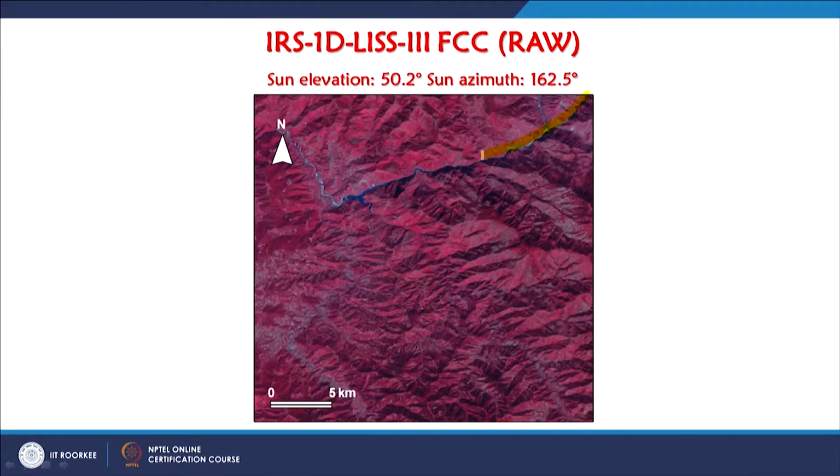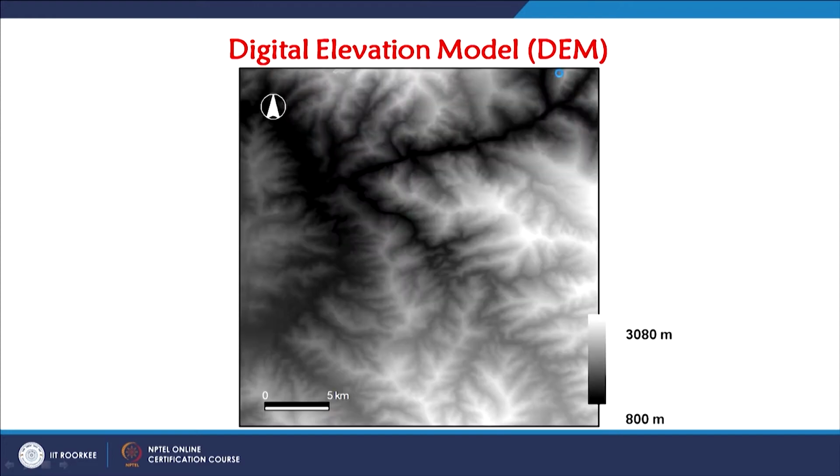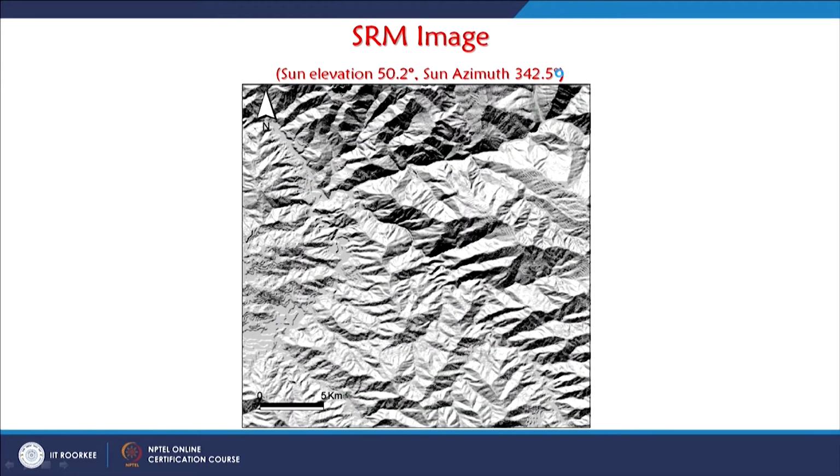One more example of this technique we will see, and this is again of the Himalayan terrain. You are seeing again the Bhagirathi river which is flowing here like this, and this is of course a false color composite from our own satellite IRS 1D LISS 3. The sun elevation and sun azimuth, the important point to note here is the sun azimuth. So, this is the digital elevation model, and this is the shaded relief model derived from the digital elevation model, where the sun has been forced to illuminate the terrain from the northwest direction.